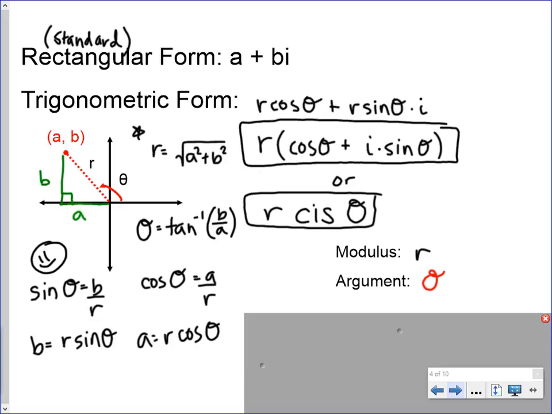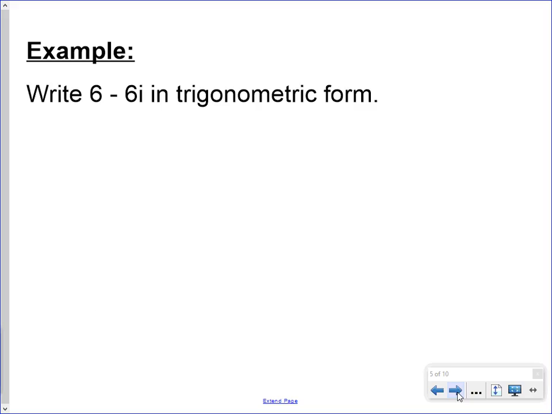Okay, so using all these wonderful things that we know about what A equals, what B equals, what R equals, what theta equals, we can go back and forth between trig form and rectangular form. Here's your first example: 6 minus 6i in trig form.